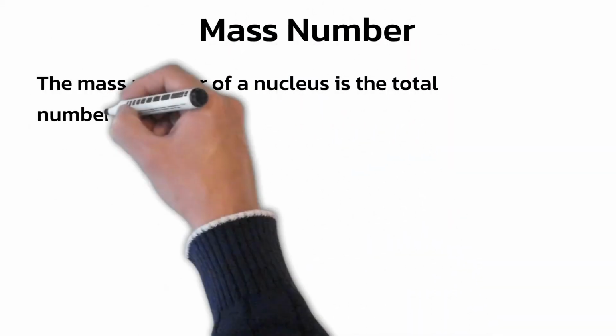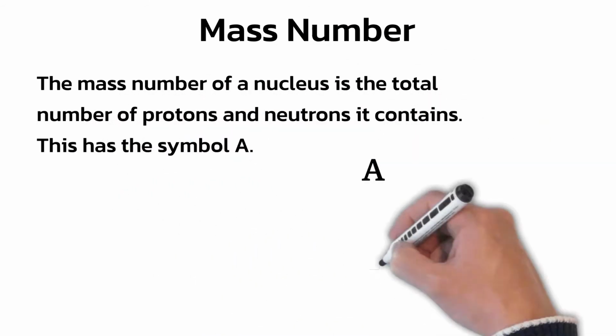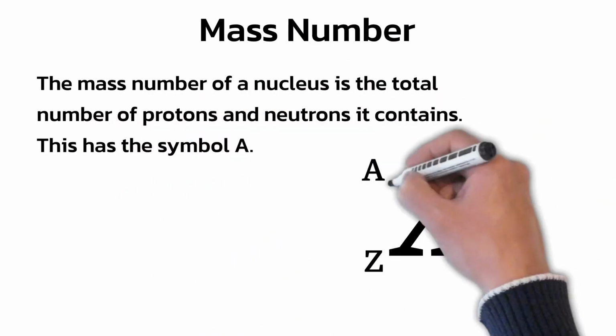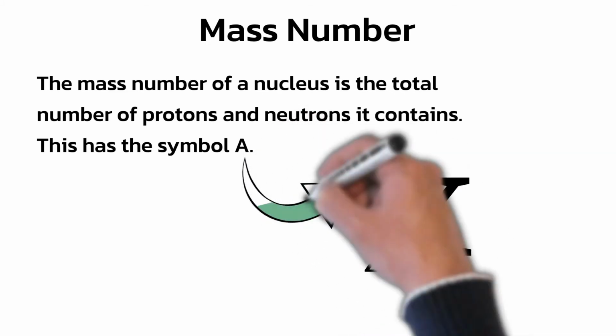The atomic mass or mass number of a nucleus is the total number of protons and neutrons it contains. This is shown with the symbol A, the upper number next to the chemical symbol.